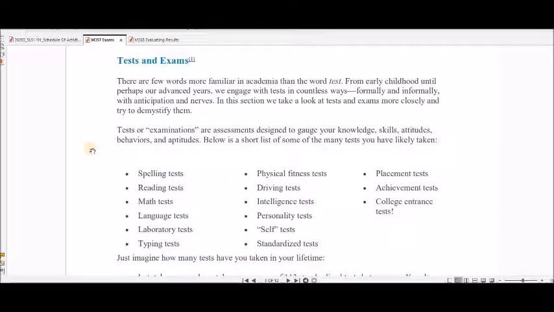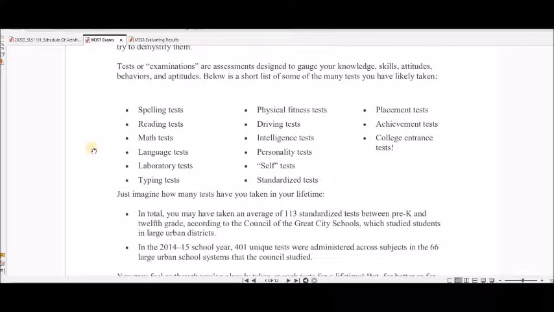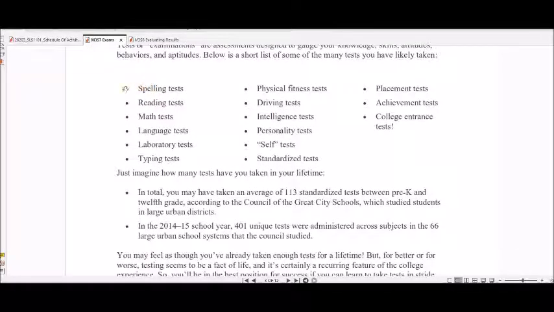Okay, there are a few words more familiar than the word test. All the way from, you're tested from like the moment you get in school. Okay, it might be a spelling test. Remember the spelling bees when you were little? It might be a standard reading, math, language test. It might be a lab. You might have to do a speed test on typing. How well do you type accurately? How fast can you type?